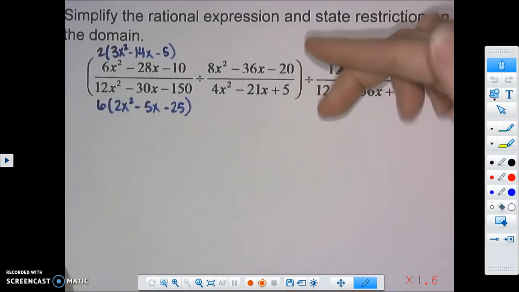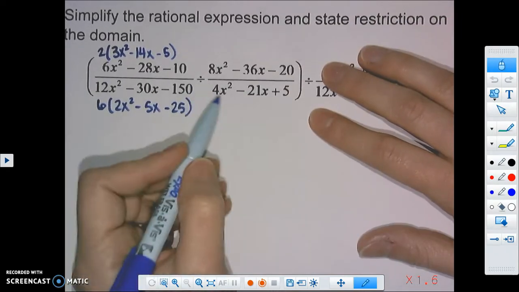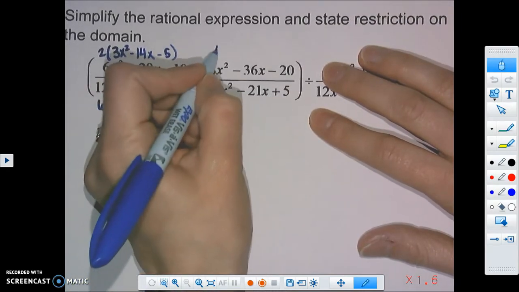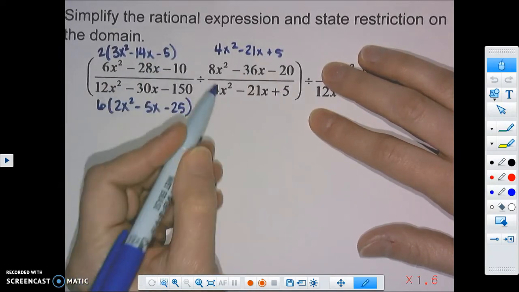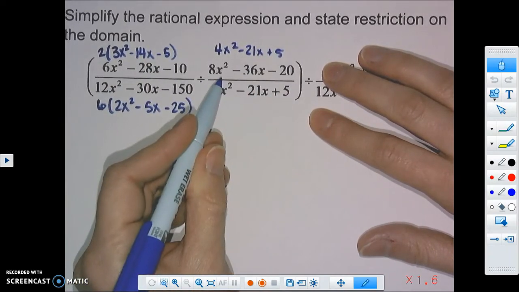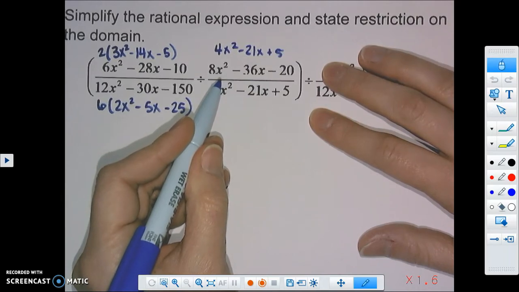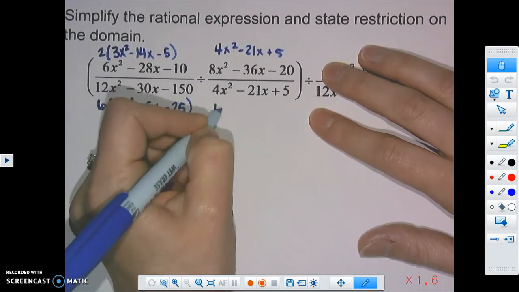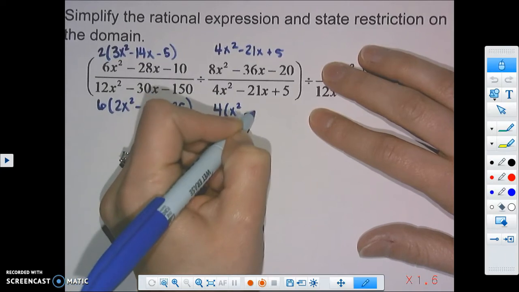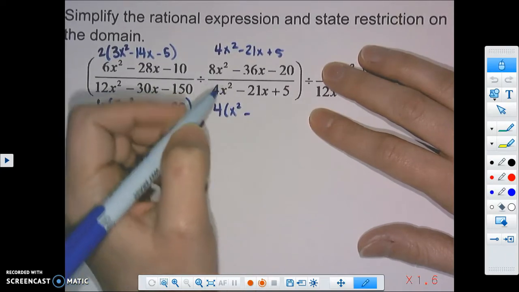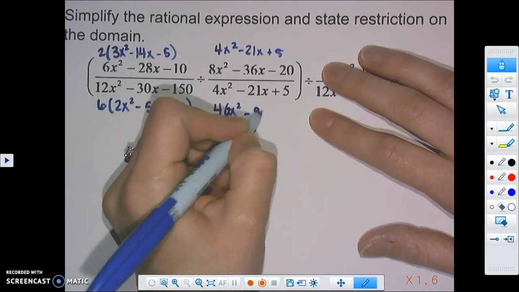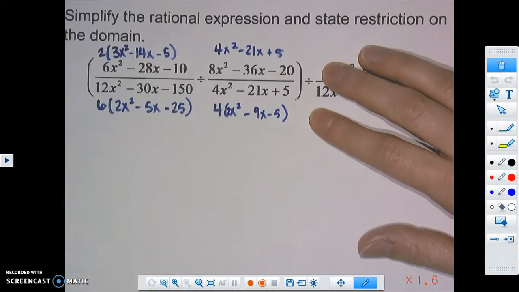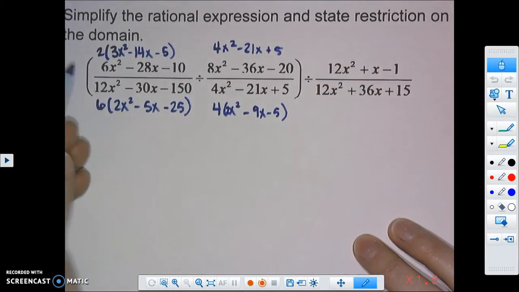These are going to flip because it's division. There's no GCF, so I'm just going to write that 4x squared minus 21x plus 5 up there. And then in the 8x squared minus 36x minus 20, we're going to take a 4 GCF out. And so that would give us 2x squared minus 9x minus 5. All right, so now we're ready to deal with that part of it and factor it even more.